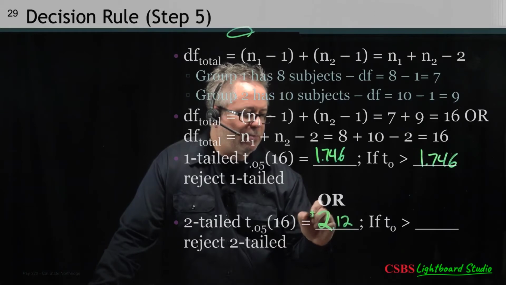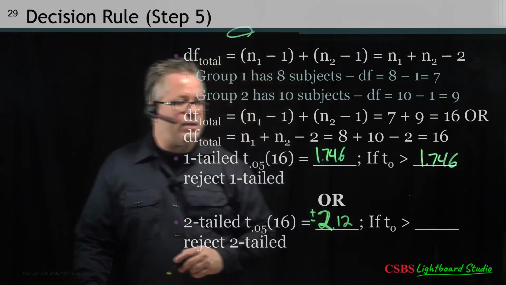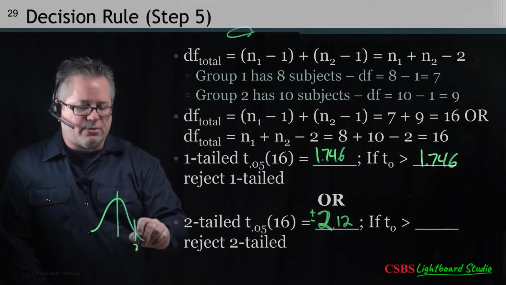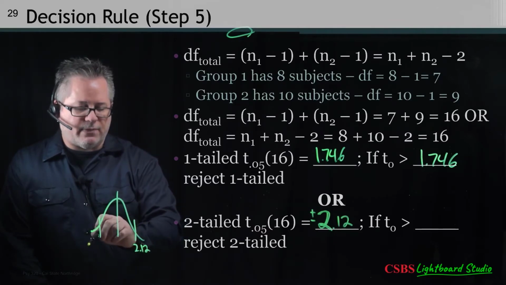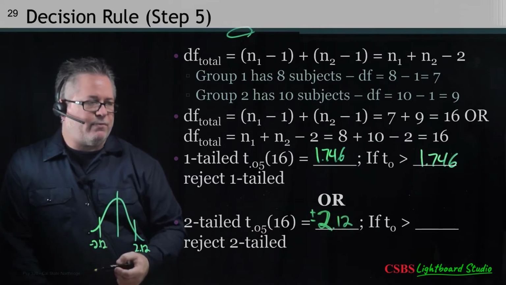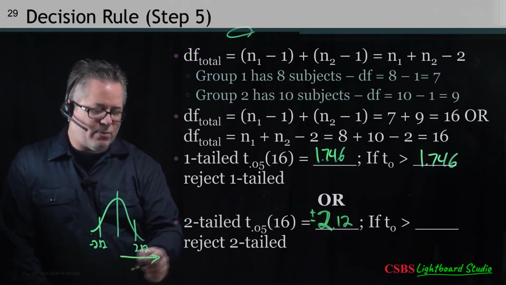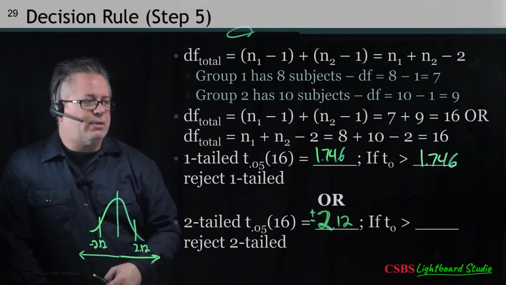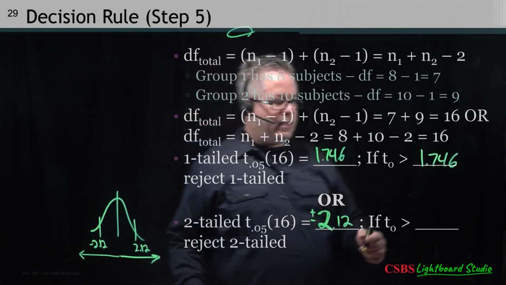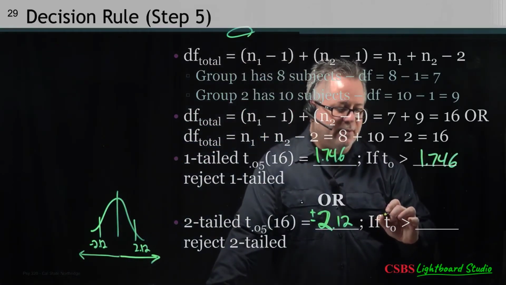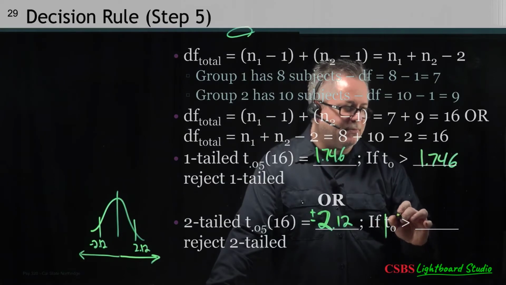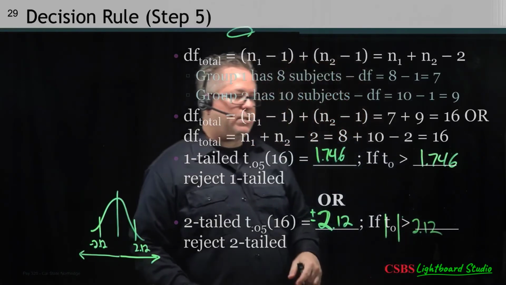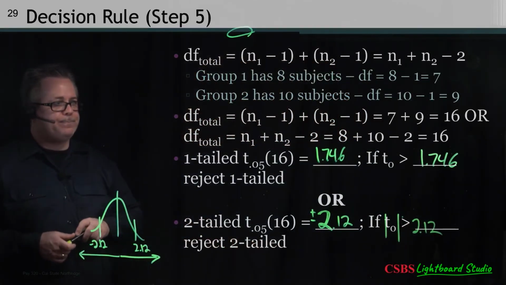And really it's plus or minus 2.12, right? Because it's a two-tailed test, which means it can go in either direction. So I'm going to have a 2.12 here, but I'm also going to have a negative 2.12 here. So if my t observed is either larger than 2.12 or less than negative 2.12, either way, I'm going to reject. So one way to think about that is, because it's two-tailed, if the absolute value of my t observed is greater than 2.12, I'm going to reject the null using a two-tailed test. All right.